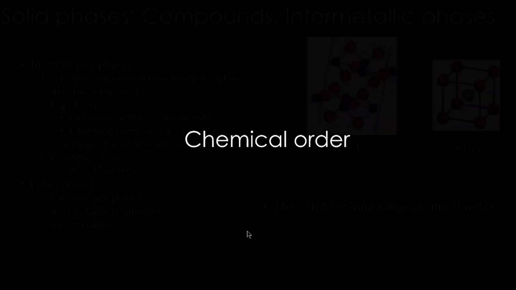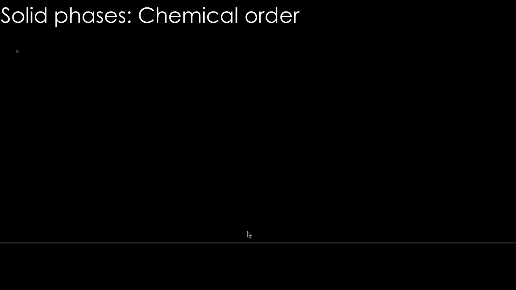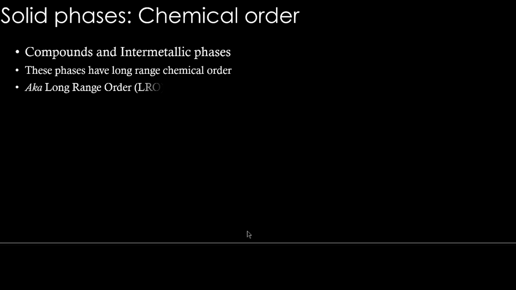So what is long-range chemical order? Compounds and intermetallic phases have long-range chemical order. Sometimes it is called long-range order. I feel this is kind of misleading, because people who work on metallic glasses care more about crystalline order. A small pocket of crystallinity can come within a metallic glass, so they would like to call it order. Here we are very sure that it's a chemical order, and crystalline order is already there in these phases. So the word long-range order actually refers to long-range chemical order.